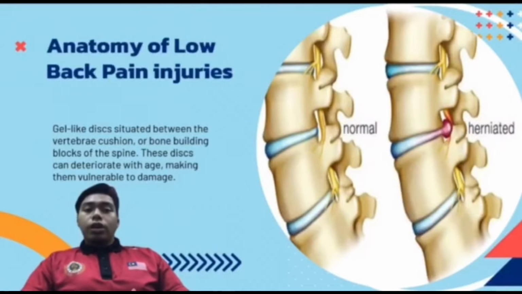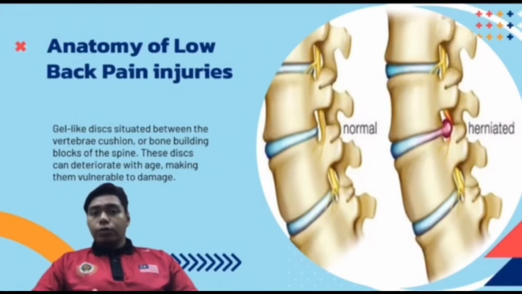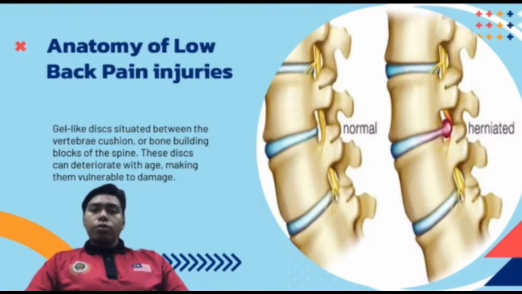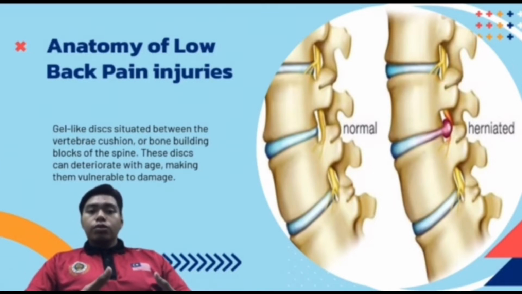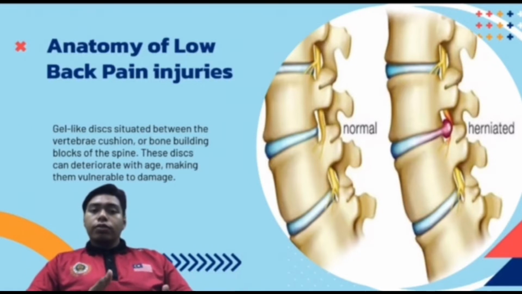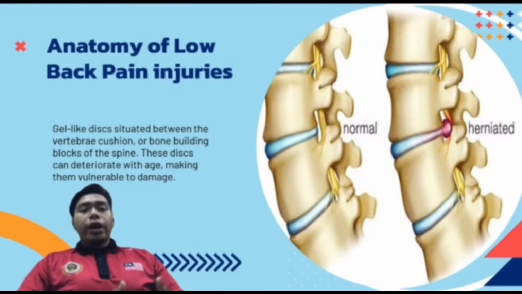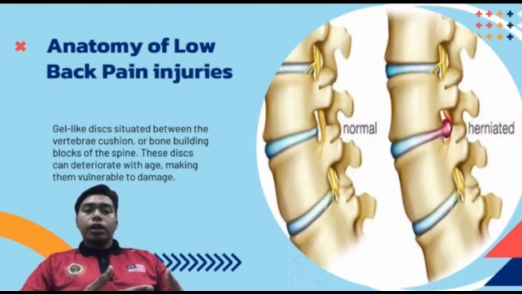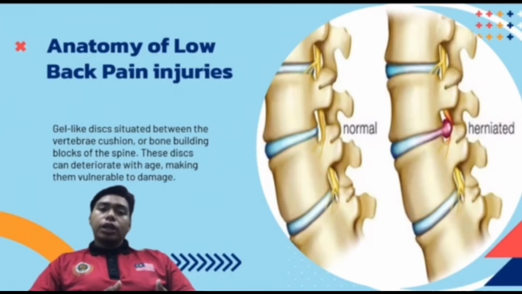Now we move to the anatomy of the low back injury, which is herniated disc. A disc is situated between the vertebrae, or bone building blocks of the spine. A herniated disc is when one of the rubbery cushions or discs that sit between the various bones, or vertebrae, that stack to build your spine is damaged. These can deteriorate with age, making them at risk of damage.